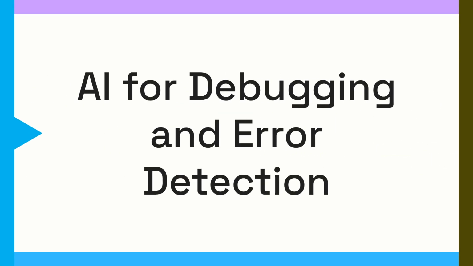Next, let's explore how AI is transforming debugging and error detection. Every developer knows the frustration of spending hours hunting down a single bug. AI offers a powerful solution by identifying potential issues long before they become major problems, or pinpointing the root cause much faster.